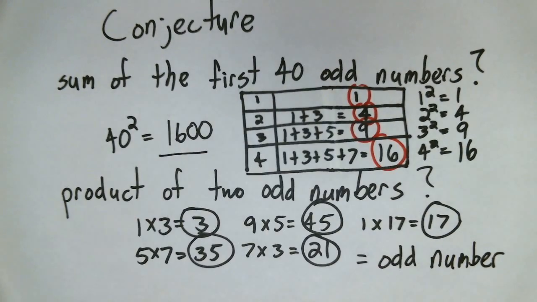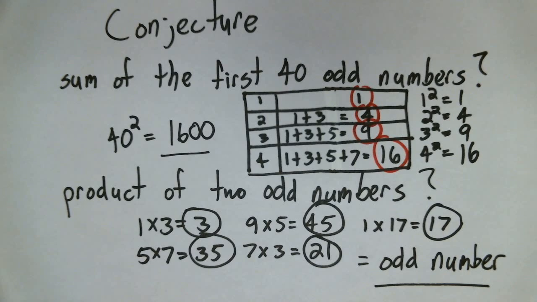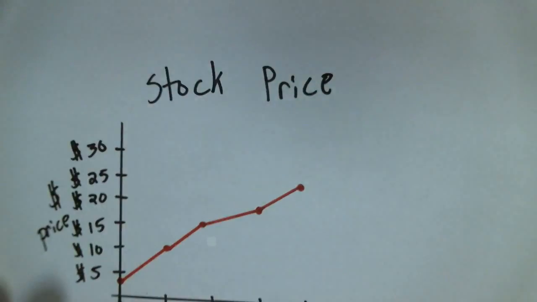So up here, we got 1600. Down here, we are using our conjecture to make a conclusion that any two odd numbers multiplied together will give you an odd number answer. Okay, so that's conjecture. All right, so let's keep on going over now to predictions.